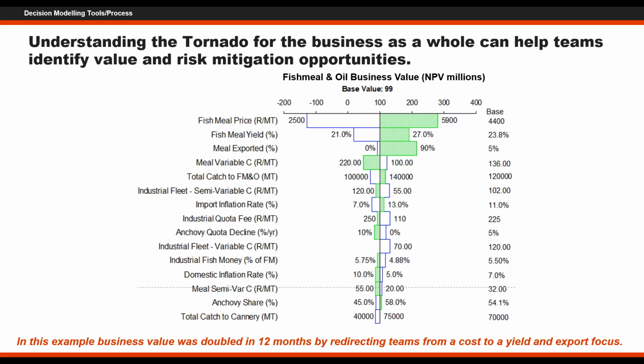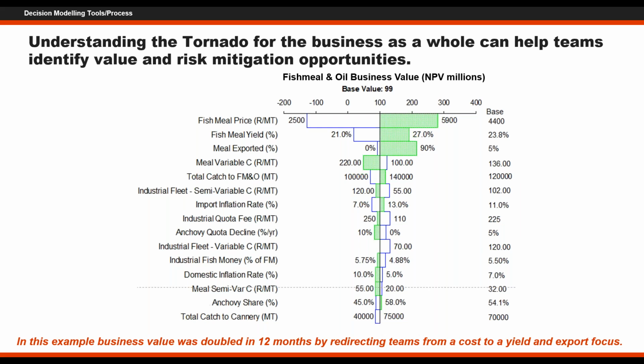And what we got here was this rather interesting tornado that showed that the fish meal price, which I think everyone understood was the big driver, as in most commodity businesses, of what drove their value, but their fish meal yield, and the amount of meal that they export rather than put into the local market were the next two important variables. In fact, this entire business was completely focused on getting additional value by managing costs. And in most cases, these costs don't make much of a difference. Even if you could manage them to the lower end of what they thought was possible, it didn't add a huge amount of value to the business. Whereas if you could make a small change in your yield, or if you could start exporting more of your product, that would make a big difference.